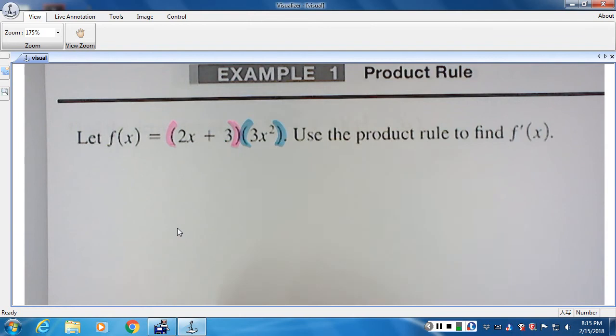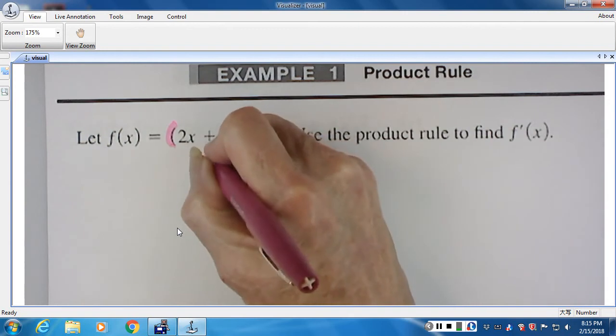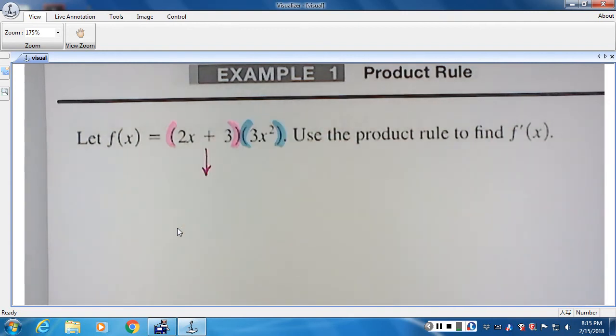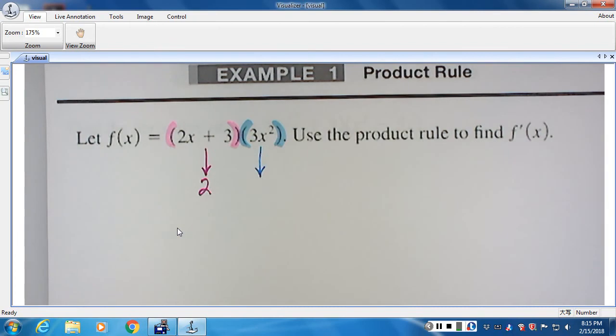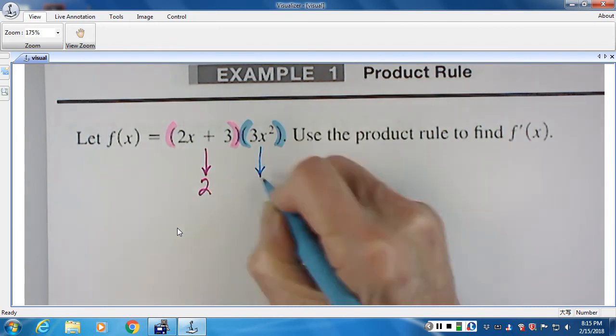So the derivative of 2x plus 3 is what? It's just 2. Okay? And the derivative of 3x squared is 6x.